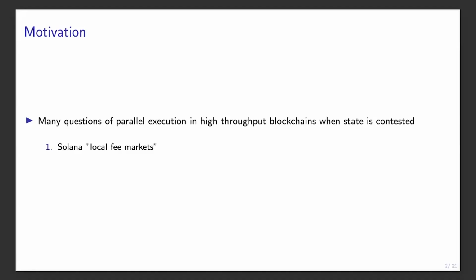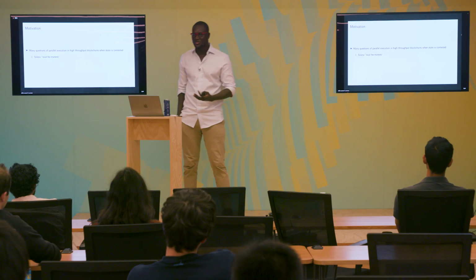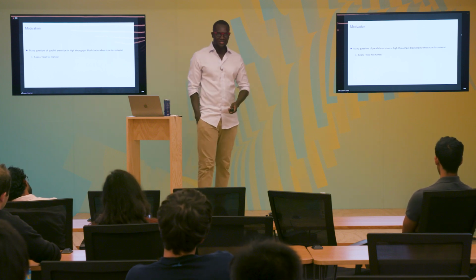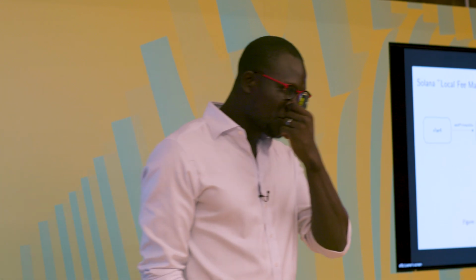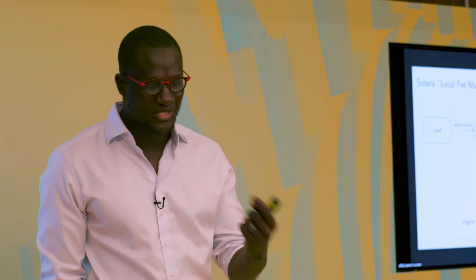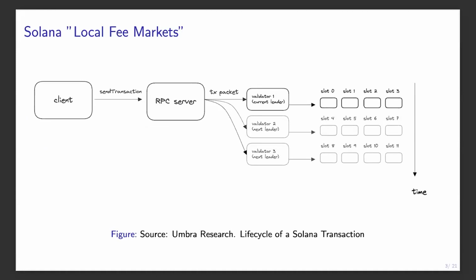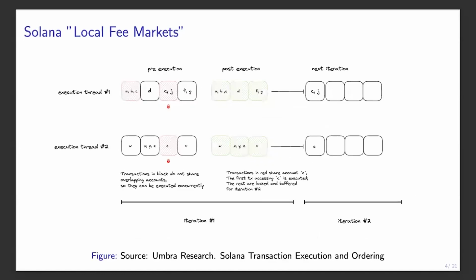The first one is something like the case of Solana, which is often referred to as local fee markets. It's often hard to see what it means. But for some resources, here is the life cycle of a transaction in Solana, from this Umbra research article. You have clients who send transactions, and there is an RPC server that sends them to several validators. And now at this point, there is some parallelization that happens, which is that most of these validators use the same scheduler. And how the scheduler schedules the transactions is in the following way.